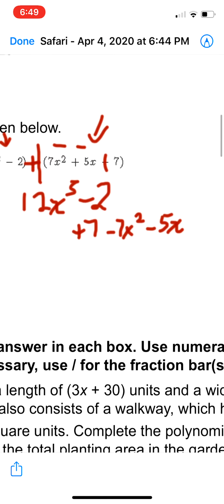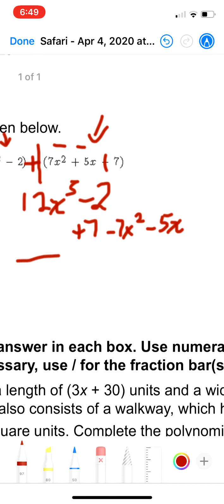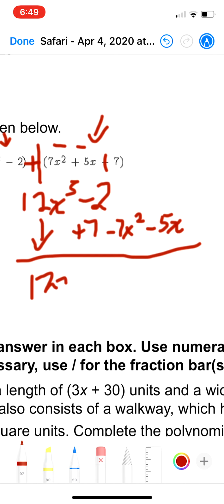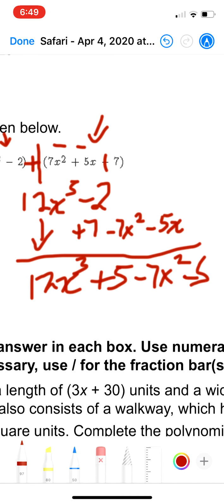Zoom out a little bit. Okay. Now you're combining your like terms. So you're going to bring down everything that doesn't have a partner. So I'm bringing down my 12x to the third. Negative 2 plus 7 is 5. Negative 7x to the second doesn't have a partner. And negative 5x doesn't either. So minus 5x.